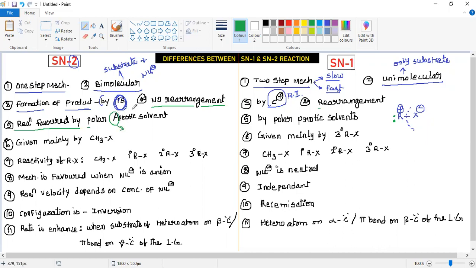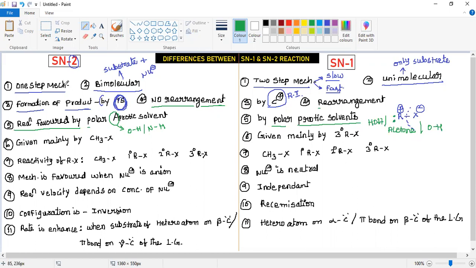Means what? We already know: it is the absence of an OH bond, otherwise an NH bond. The reaction is favored by polar aprotic solvents. What about over here? In SN1, the reaction is favored by polar protic solvents such as HOH, acetone, alcohols like the OH group. And what about polar aprotic solvents here? DMF, dimethyl formamide, DMSO. So these are the examples for polar aprotic solvents.